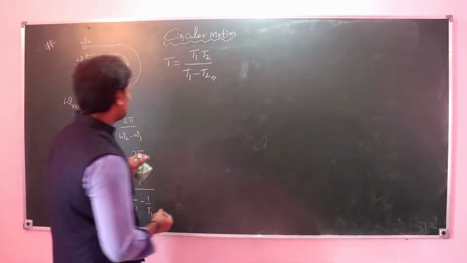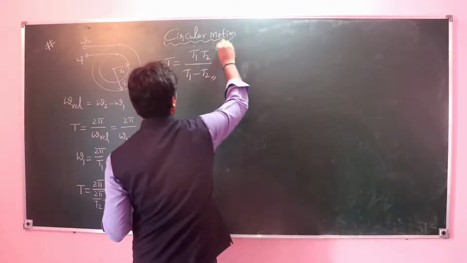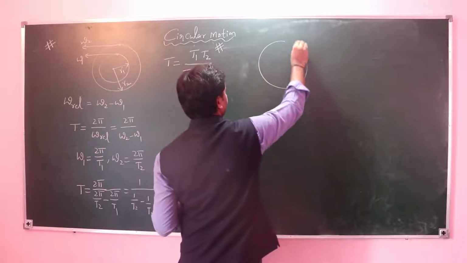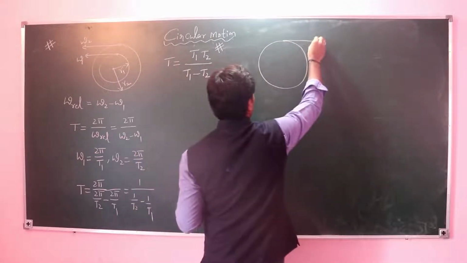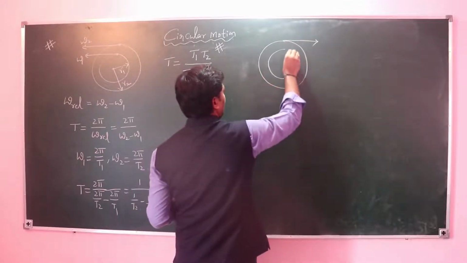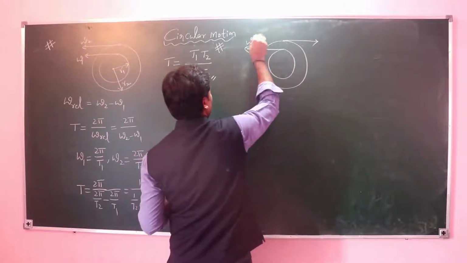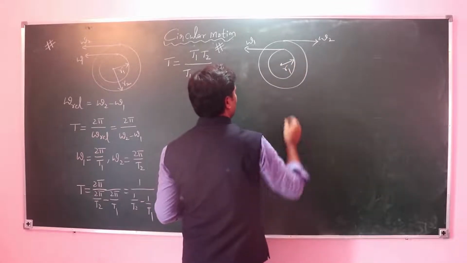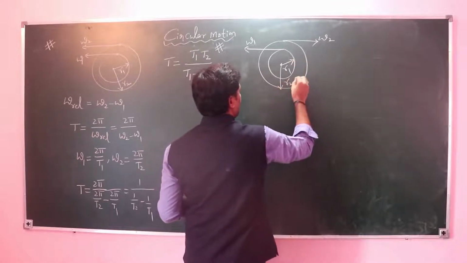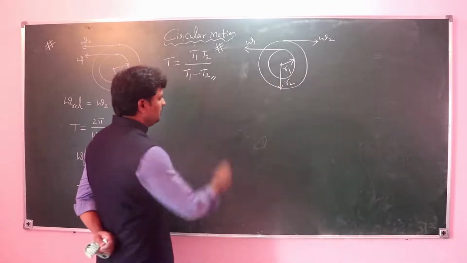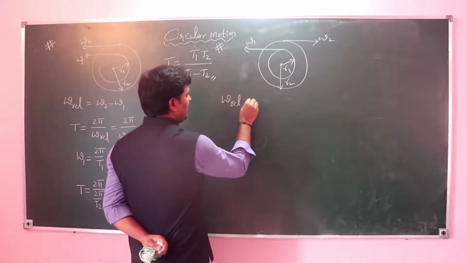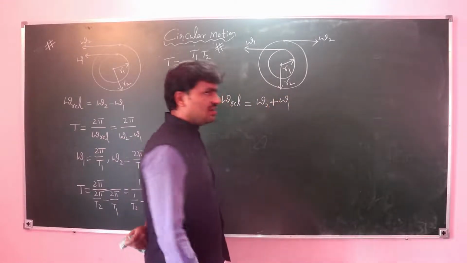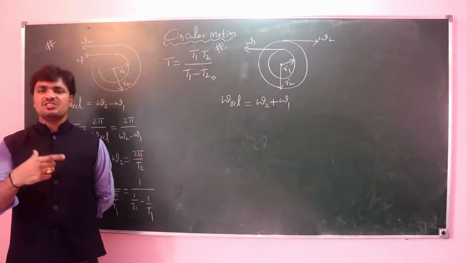Okay, in the same condition, suppose both are moving in opposite directions. Let's see. The second particle is moving like this, and the first particle is moving like this, with omega 1 and omega 2. Here is the circular path of radius r1, and here the circular path of radius r2. Now the relative angular velocity is again omega 1 plus omega 2, because both are opposite to each other.